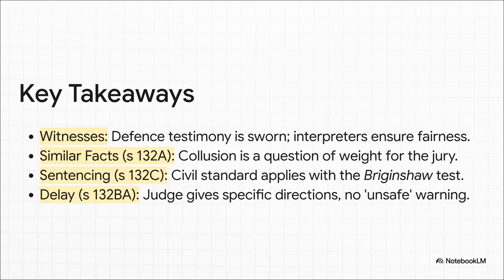Okay, let's boil this all down for your exam notes. Here are the key takeaways. 1. Witnesses are sworn in, and interpreters are there for the interests of justice. 2. Under 132A, for similar facts, collusion is a question of weight for the jury. 3. For sentencing under 132C, it's the civil standard with that Briginshaw flexibility. And 4. For delay, you have to know that strict formula in 132BA.